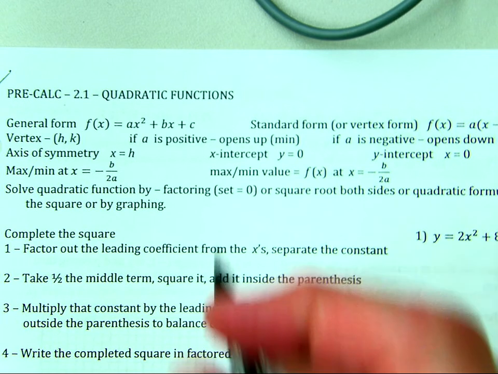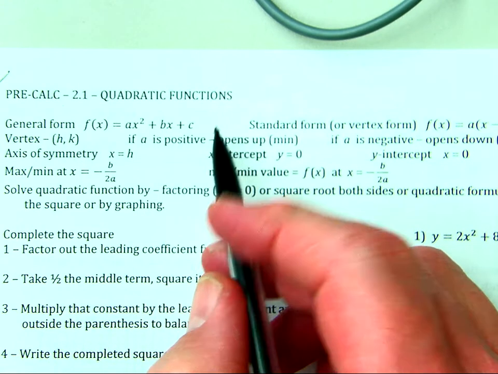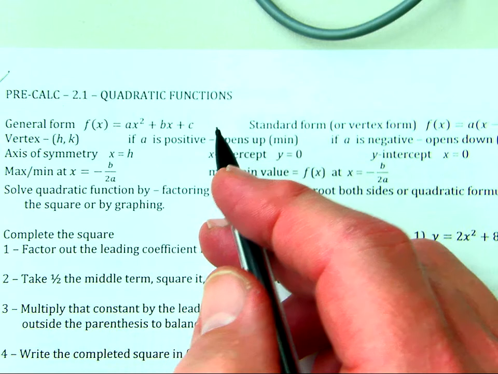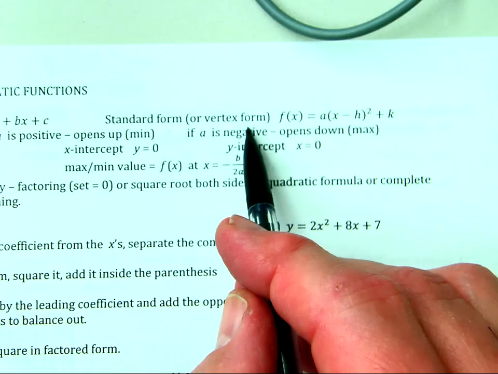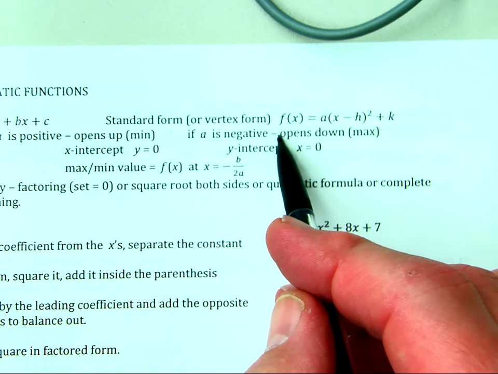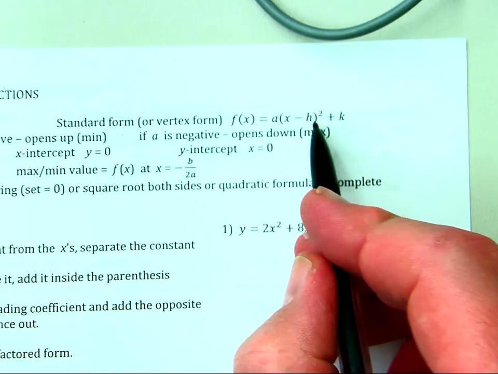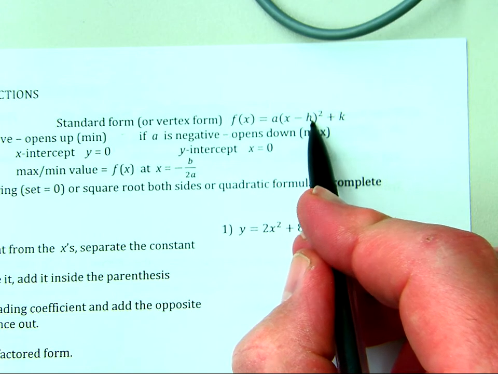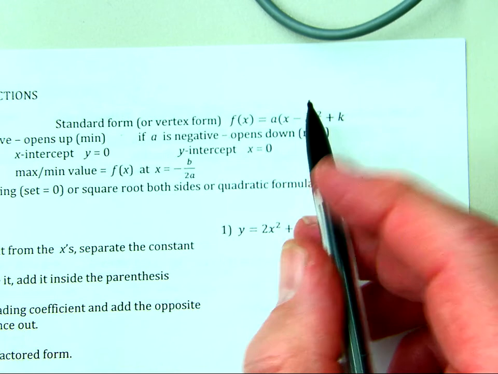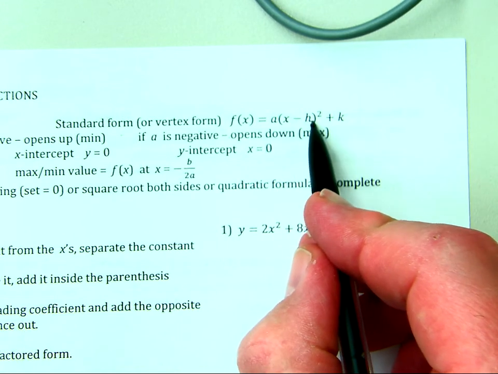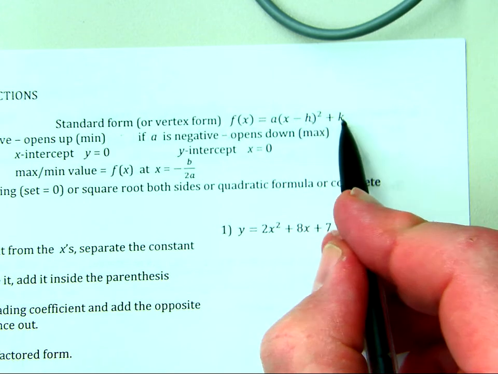You have general form, which is ax squared plus bx plus c. That's just if you simplify everything out. A very handy form is called standard form or vertex form. The nice thing about it is it shows you what the vertex is. If you look at this, the vertex is always at (h, k). Notice it's x minus h. So if this said x minus 2 squared plus 4, the vertex would be at (2, 4).